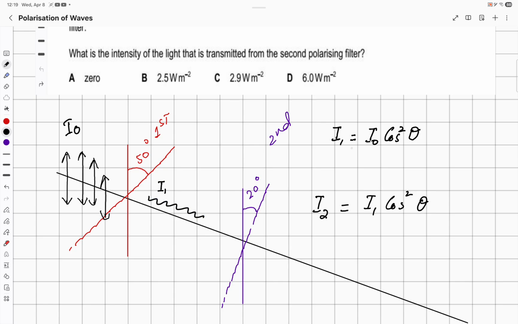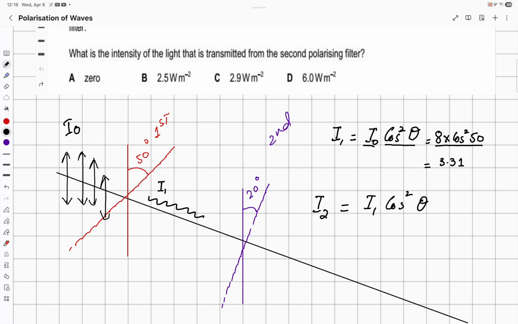So the amount of I1 would be given as I0 cos squared theta, where I0 is 8 multiplied by cos squared 50. You will solve this one, and it is coming, in fact, 8 into cos squared 50, which is 3.31, to 2 decimal places. That is the intensity coming for the value of I1.